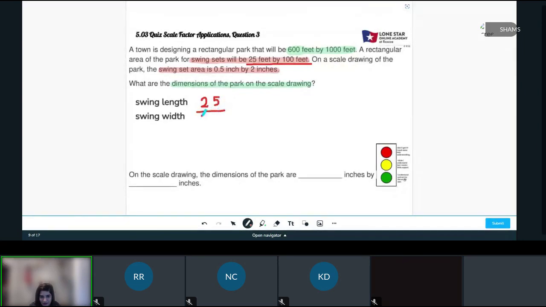This is the swing's length given to us, the actual one. And when you look at the model, it was 0.5 inch by 2 inches, right? So we can set it up. The model is 0.5 inch to 2 inches. So we want to see what they are trying to do.